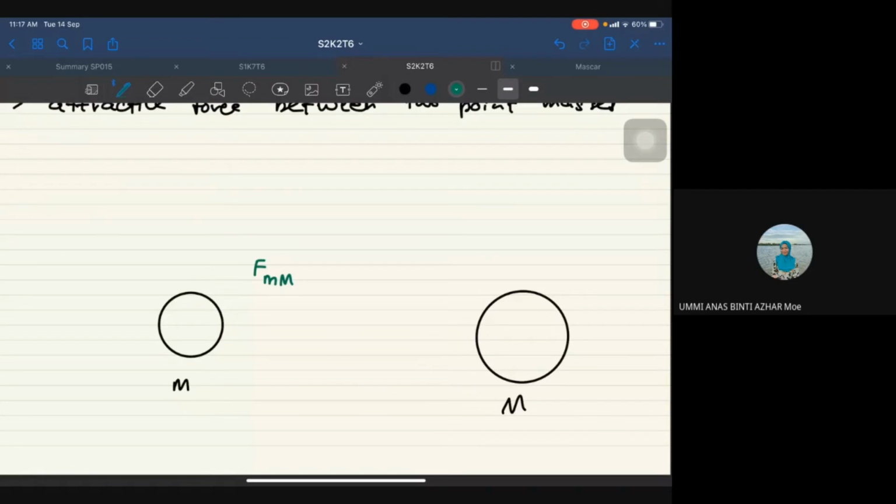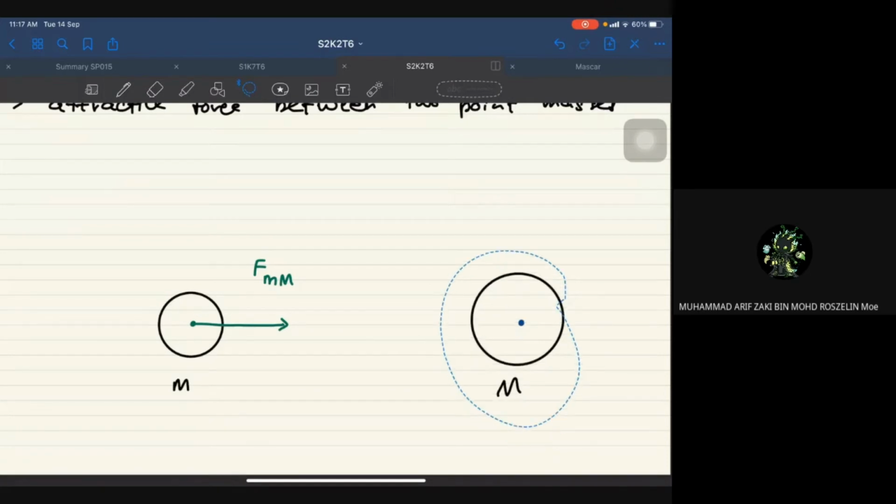Dia attractive force. So, cuba bayangkan attractive force antara dua mass. So ke mana direction dia? Dia macam magnet. Yes, betul macam magnet. So ke mana? Atas, bawah, kiri, kanan untuk dekat point sini. M kecil ke kanan. Okay, M kecil ke kanan, very good. M besar ke kiri. Yes, very good. Nampak?